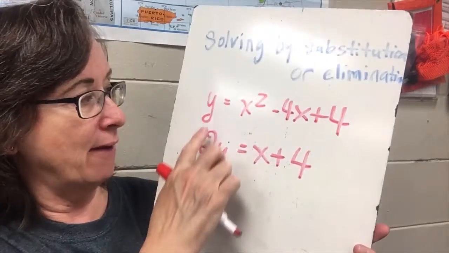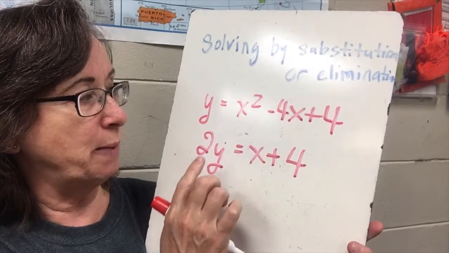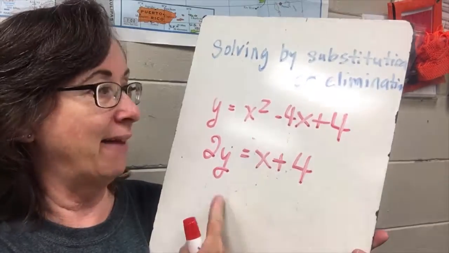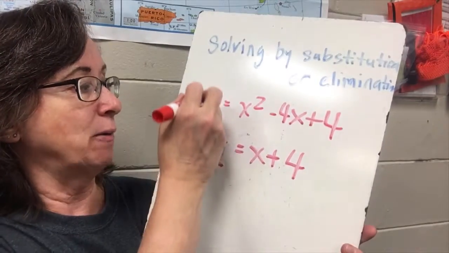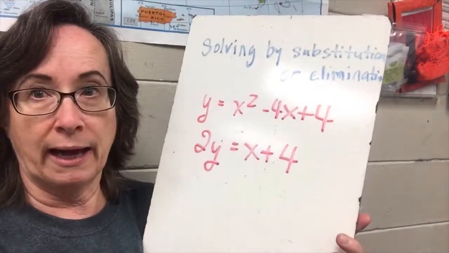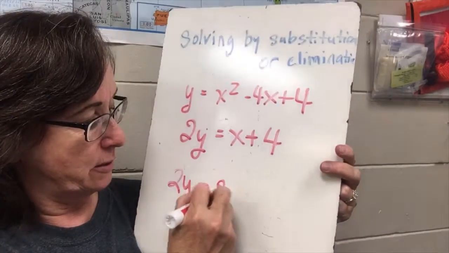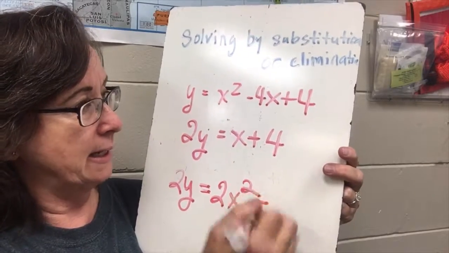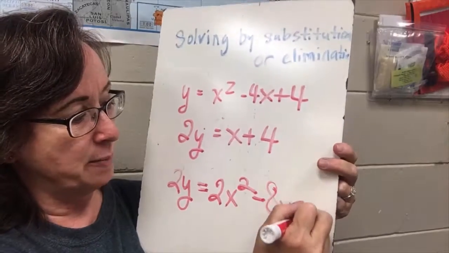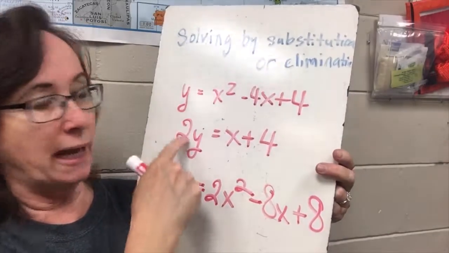So here I have a y and a 2y, and if I doubled this one, I could set it equal to this one. That's what I'm going to do. I will double this whole equation, and I'll get 2y equals 2 times x squared is 2x squared, minus 2 times 4x is minus 8x, and then 2 times 4 is 8. So I just doubled the whole equation. So I have a 2y and a 2y.